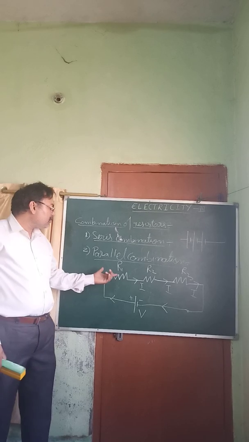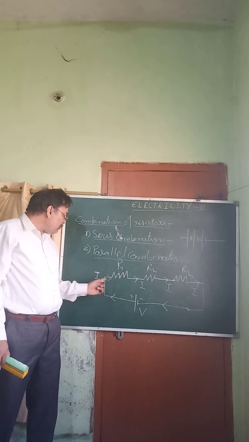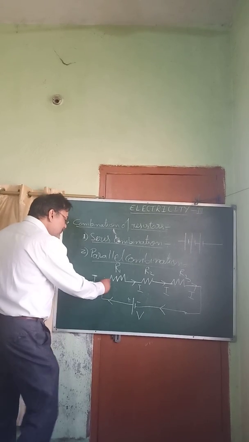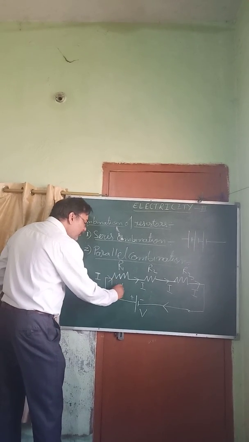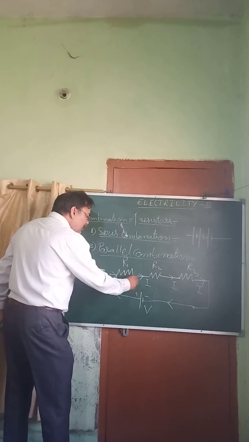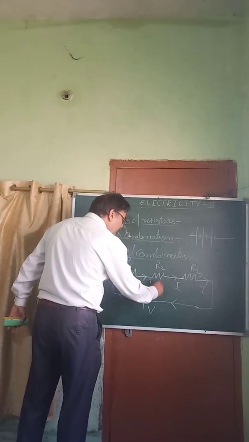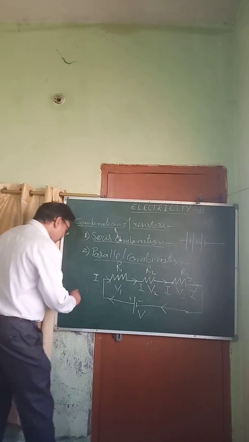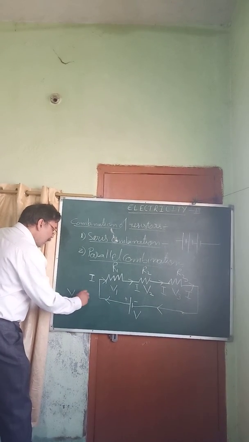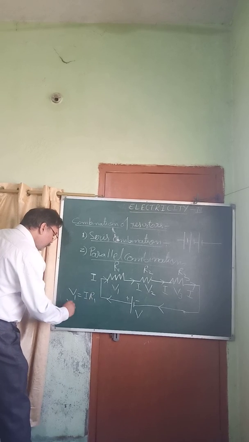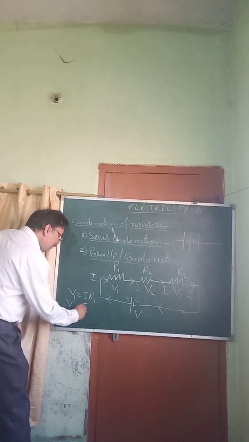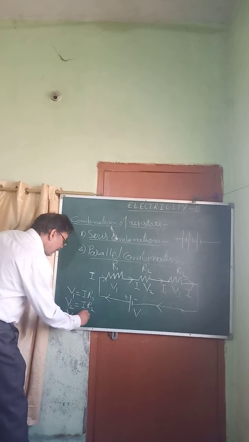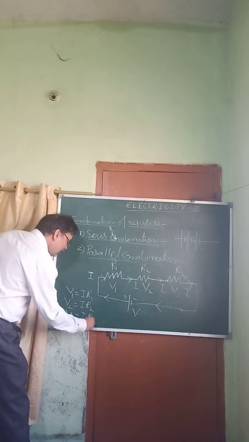Potential difference across this is how much? I into R1 according to Ohm's law. Let the potential difference across this be V1, and across this let it be V2. Let it be V3 here. So what we can write? V1 is equal to I R1, V2 is equal to I R2, and V3 is equal to I R3.